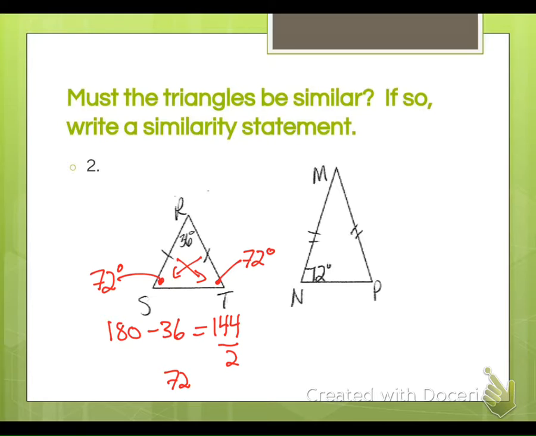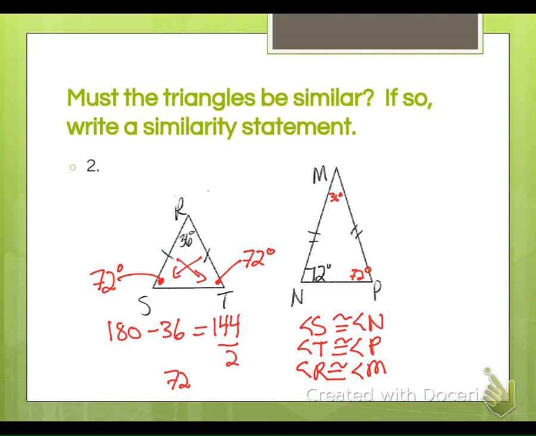Okay. What do we know about the other one? We have congruent sides, which means the angles opposite of congruent sides are congruent. Yep, we know 72 is in one box, means 72 is in the other. That means the other one has to be 36. But we didn't even have to go that far. We know that angle S is congruent to angle N. They're both 72 degrees. And we know that angle T is congruent to angle P. And then, since we did it, let's write it in there too. Angle R is congruent to angle M.